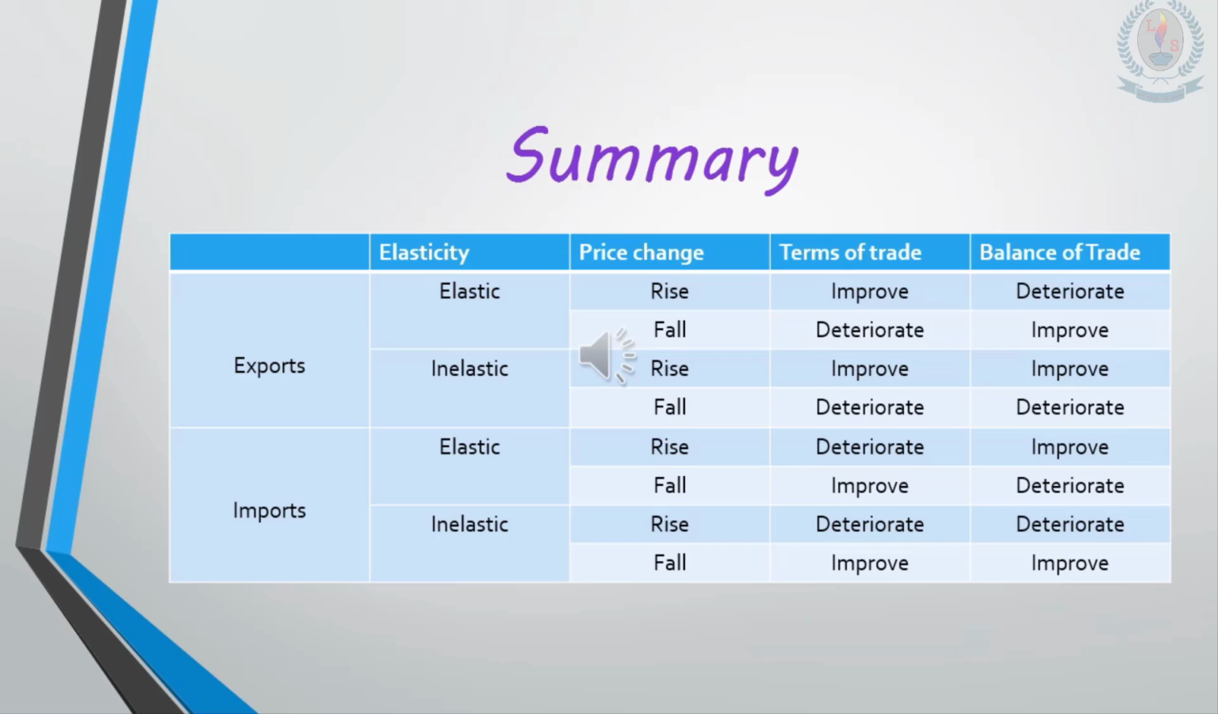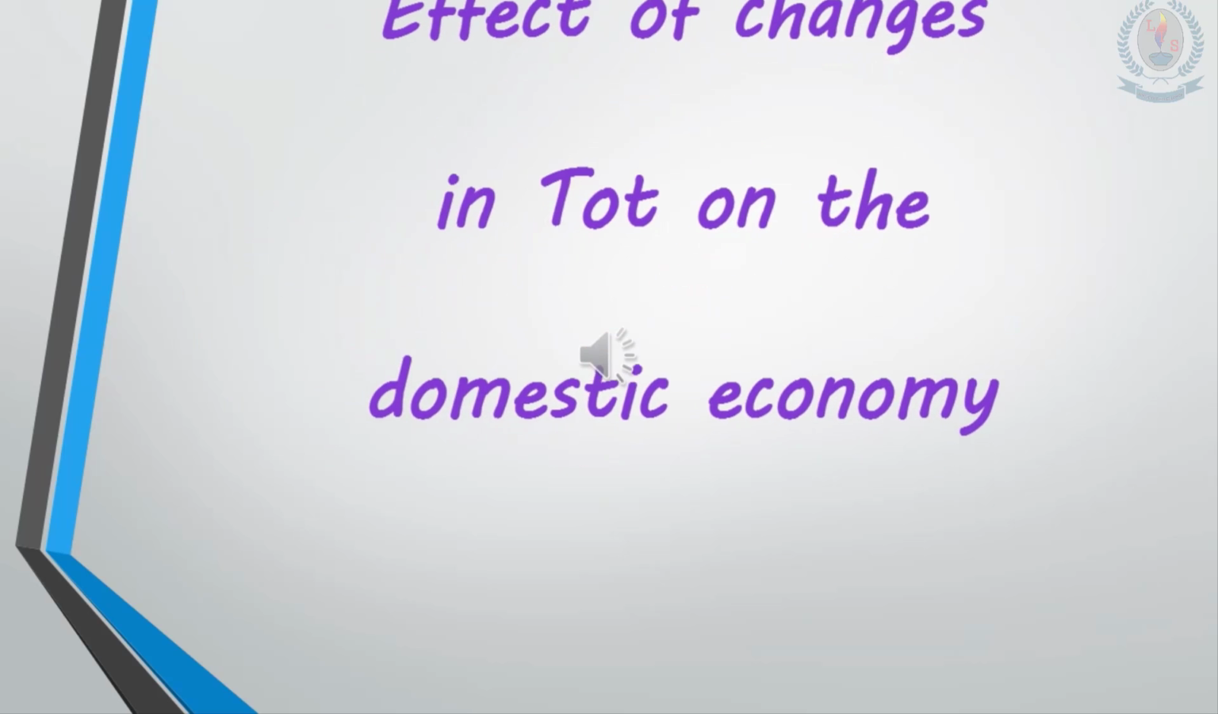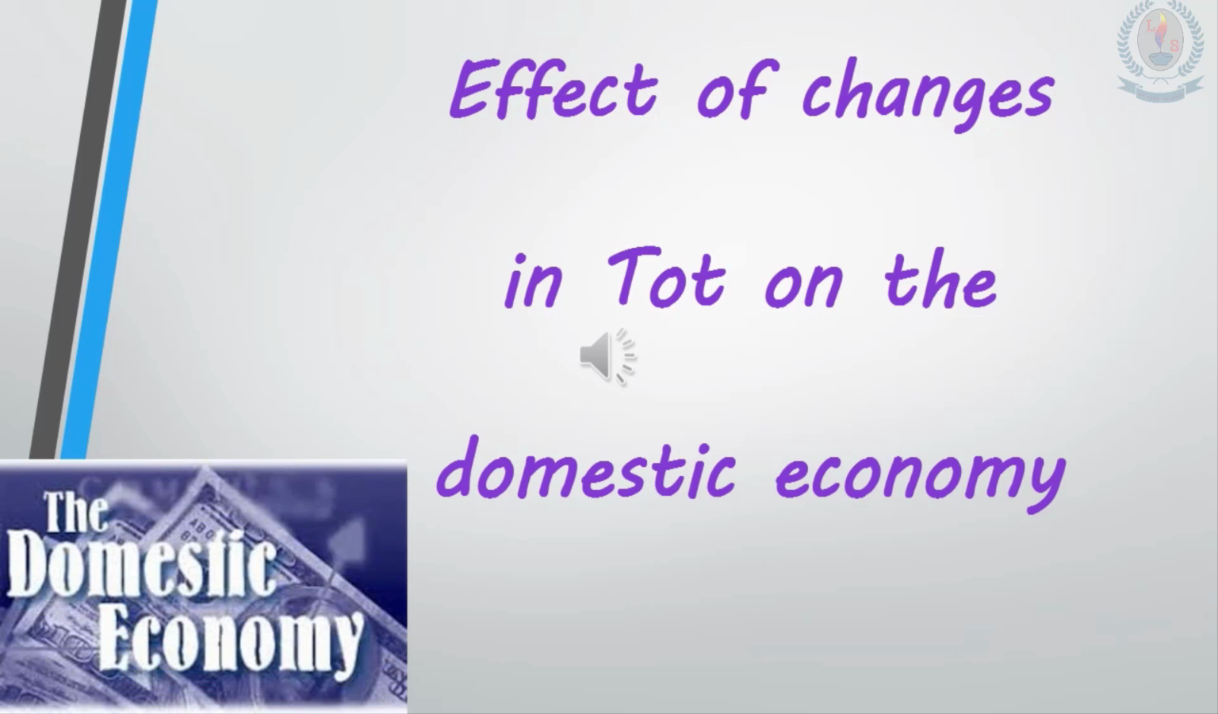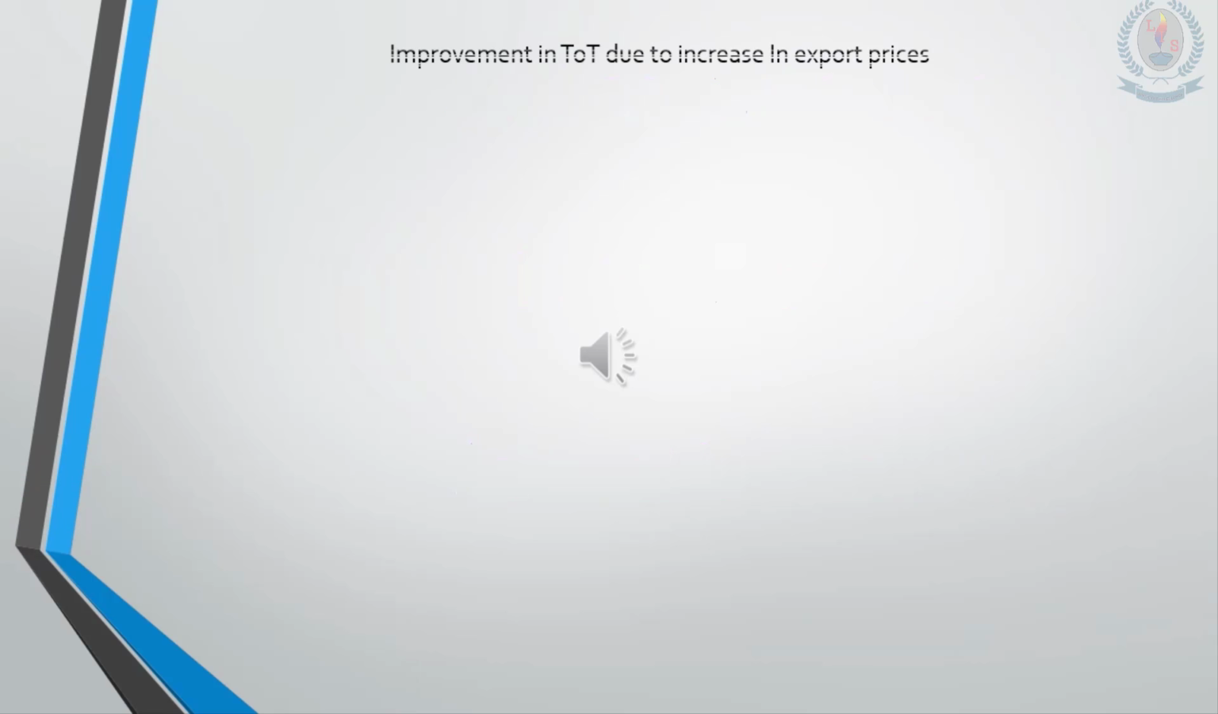Here is a summary of the things that we have discussed so far. This shows the effect of a price change on terms of trade and the balance of trade as well as the export revenue of a country. Having learnt about the terms of trade in detail, let us now investigate the effect of these changes on the domestic economy. How the domestic economy is affected when the terms of trade changes.